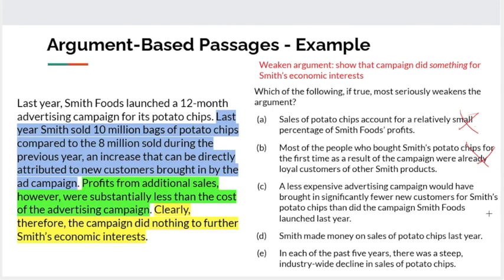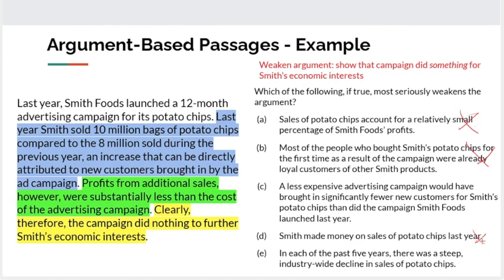C, a less expensive advertising campaign would have brought in significantly fewer new customers for Smith's potato chips than did the campaign that Smith Foods launched last year. Well, we can think about this one for a second. Okay, a less expensive advertising campaign would have brought in significantly fewer customers than the one that they did launch. We could also say that it would have cost them less money. It's hard to really tell how that trade-off works, but I wouldn't want to eliminate this one just yet. We can come back to it. D, Smith made money on sales of potato chips last year. Well, that wouldn't weaken the argument.